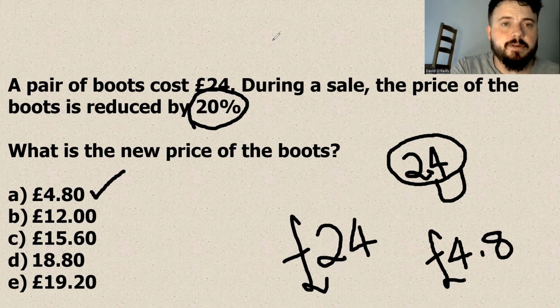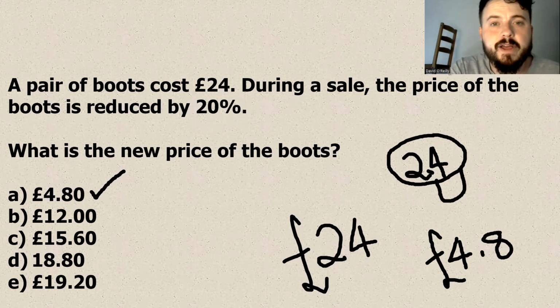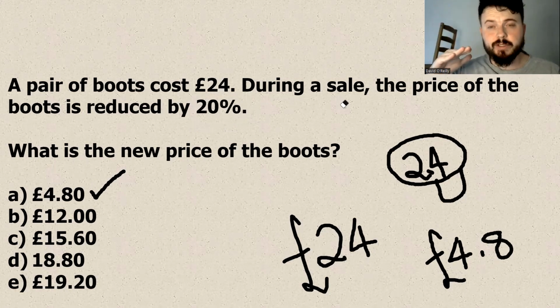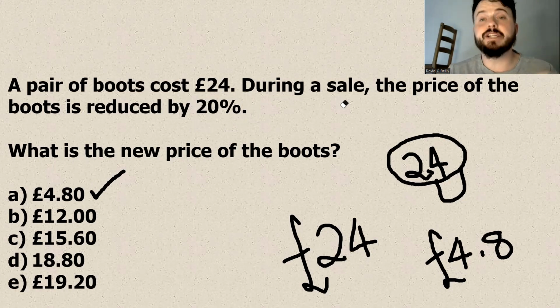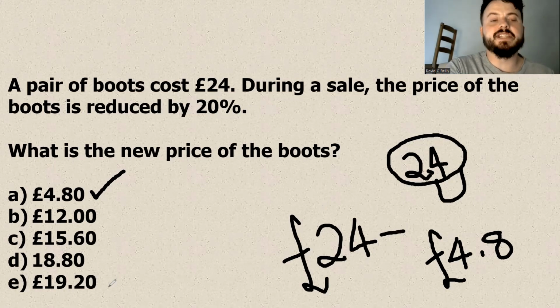Our boots are not 20% of their normal price. They are 20% reduced, 20% off. We're taking 20% off the normal price. We're reducing the normal price, £24, by 20%. So we've got to take £4.80 away from £24, okay? So the question becomes 24 subtract £4.80, okay? Which gives us £19.20, okay?